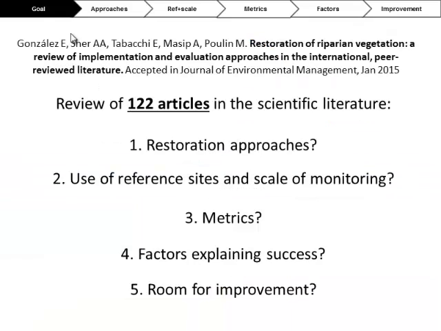So we started by doing this review of 122 articles published in the scientific literature. This work, by the way, has been recently accepted in the Journal of Environmental Management. So I hope it will be out there in two to three months, hopefully.